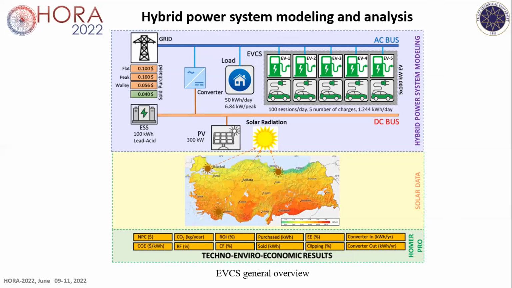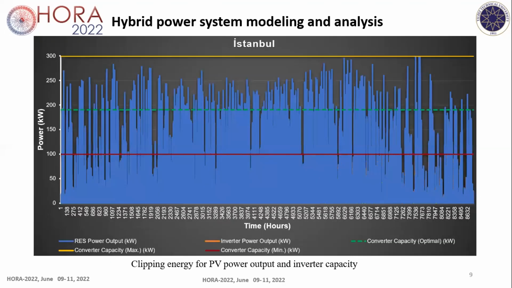We assume inflation and discount rates 7.4 and 8.5 respectively, and our project life is assumed 20 years. First of all, we use lead acid battery, and then we get the results. The results belong to Istanbul.